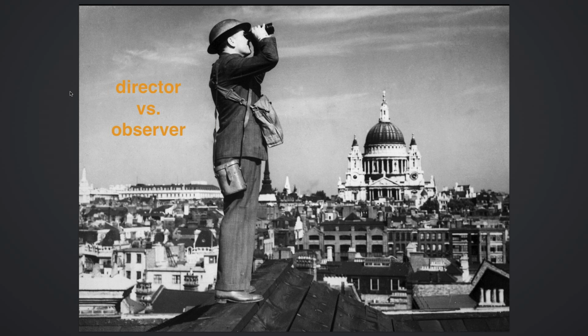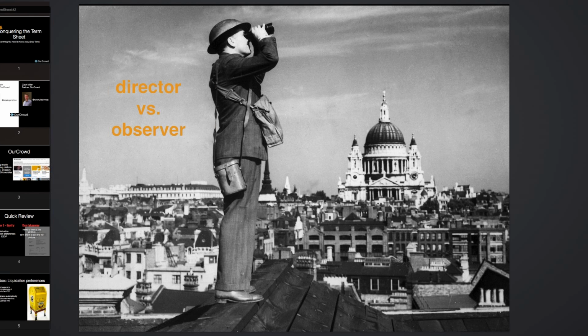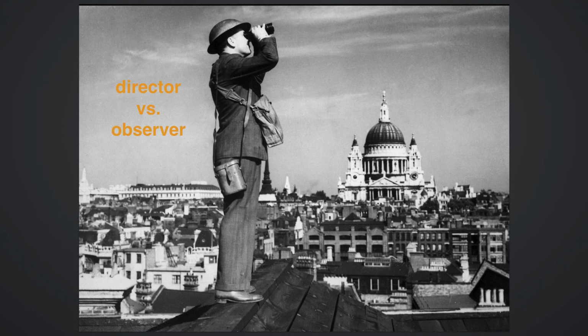So something that you might see in our deal terms is that in certain cases we'll mention that we have the right to appoint a director. In other cases, we have the right to appoint an observer. The key difference is that a director is a voting member of the board, whereas an observer is not a voting member of the board.